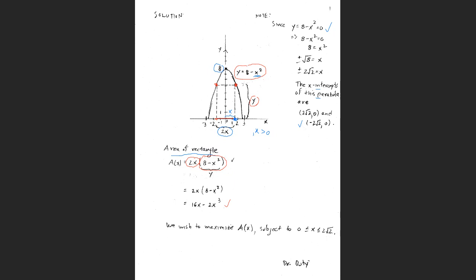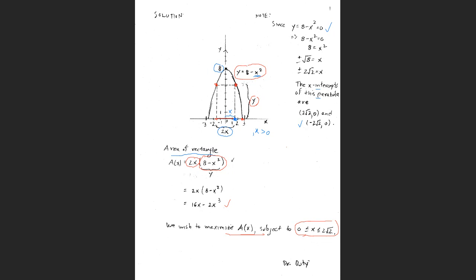And we wish to maximize the area of the rectangle subject to this constraint that x would have to be between 0 and 2 root 2. That's because the x-intercept for the parabola here is 2 root 2.